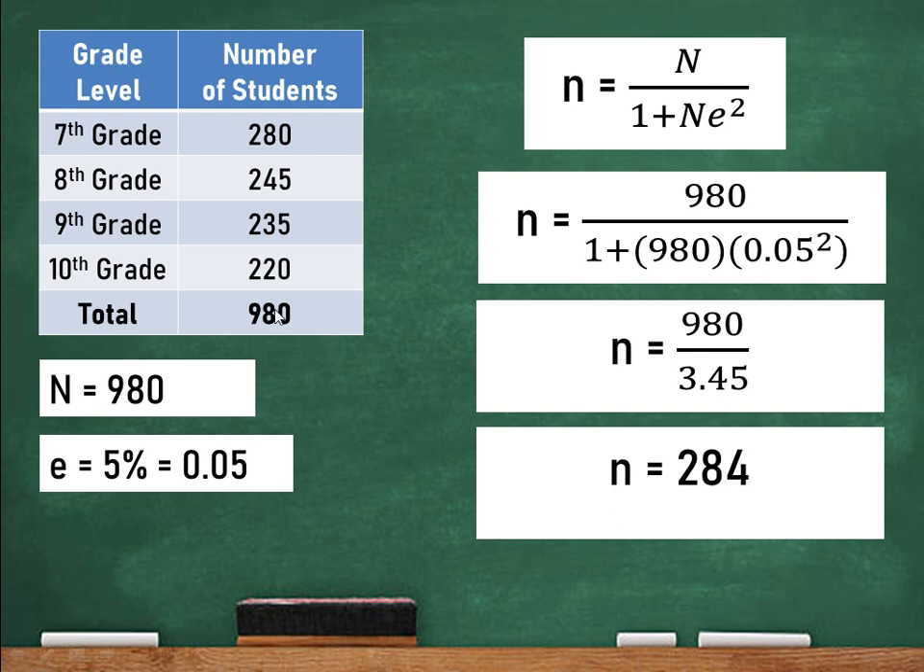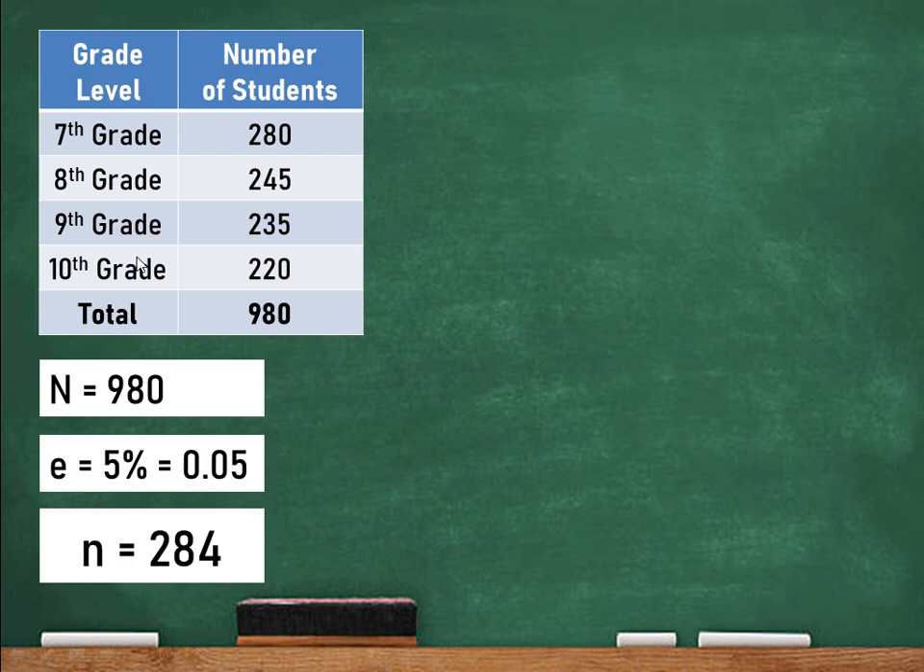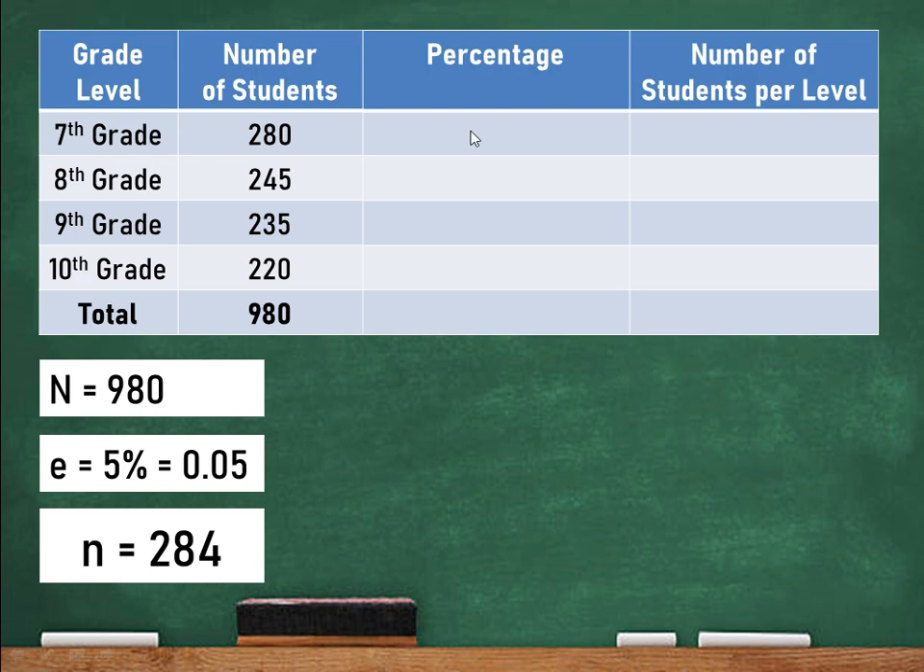So this means instead of surveying the total 980, you only need to survey 284 so that you can save time, money, and effort. The second part here is to allocate the 284 among these 4 grade levels. How to do that? We know that the sample size is 284. So we only need to get the percentage in order for us to know the representative of each grade level. How to get the percentage?